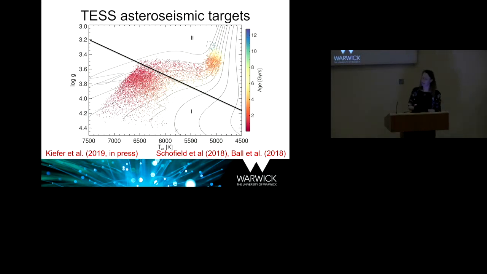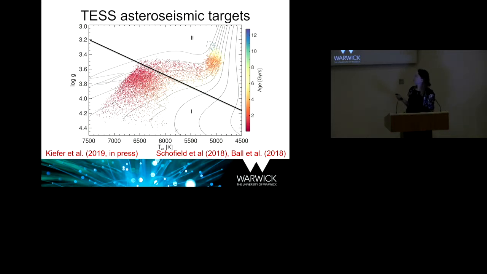So just for fun, we thought, what if TESS gets extended and it goes back to look at the same field of view again? Would we be able to detect any changes in the frequencies of the stars that it's going to look at?